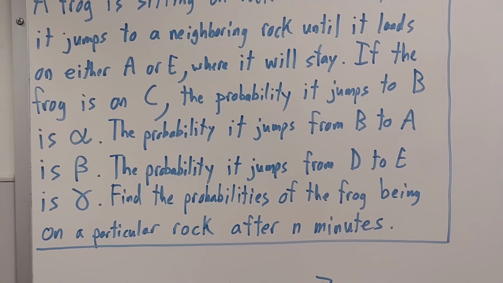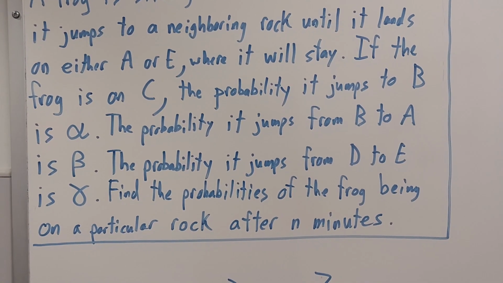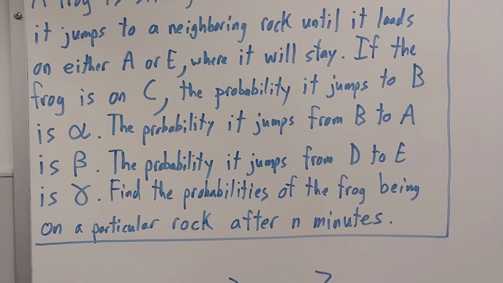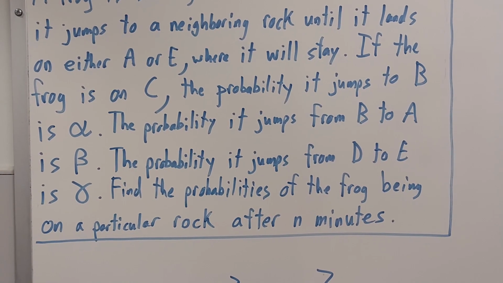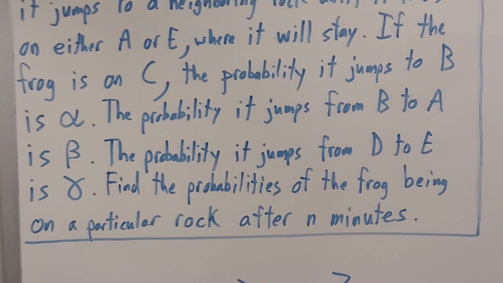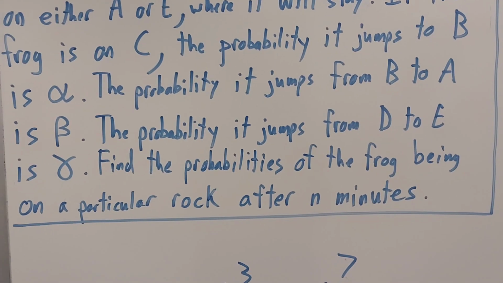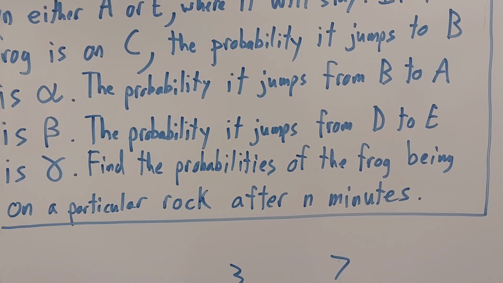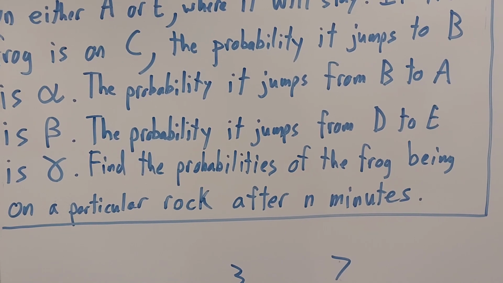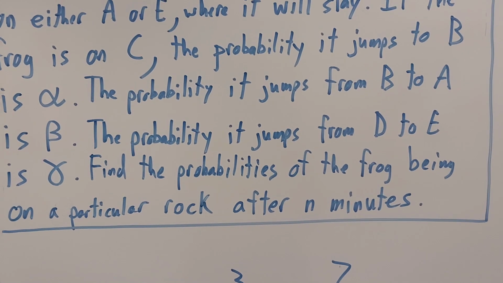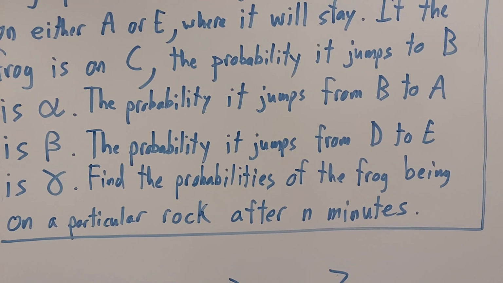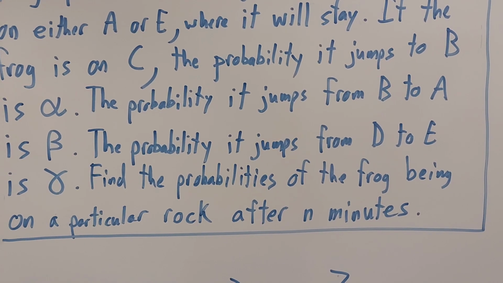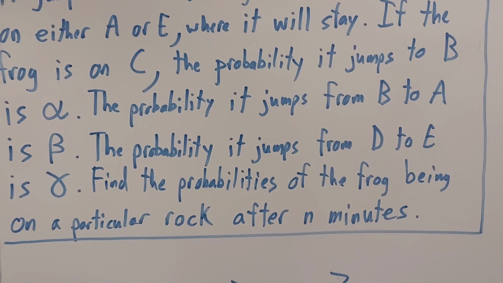So the question is to figure out after n minutes what the probabilities are of the rock that the frog will land on. I said that in the worst possible way. So this is like asking 5 different questions. Find the probability that the frog ends up on rock A after n minutes. Find the probability that it ends up on rock B or on C or D or E, right?